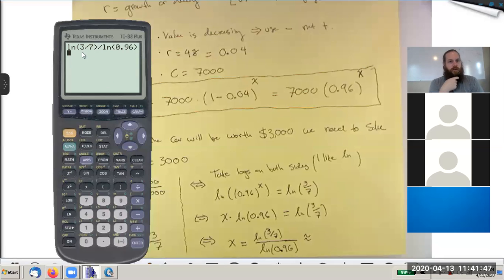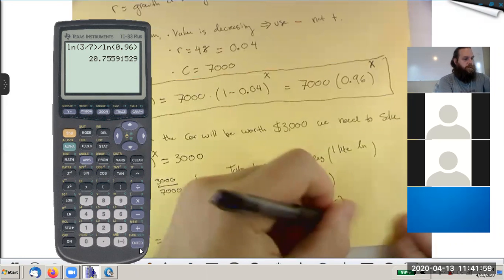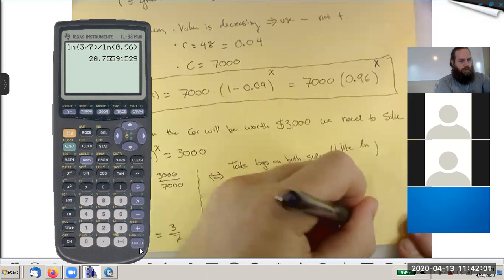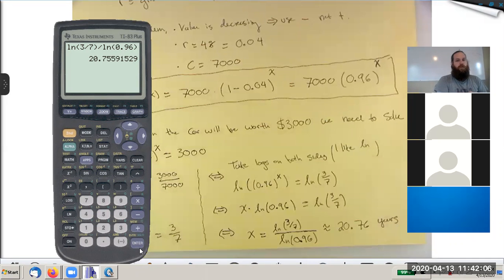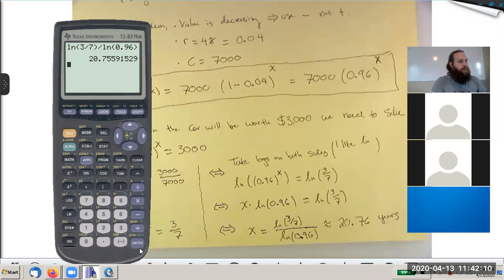And I close that parentheses also, so my syntax makes sense. So the numerator is the ln of 3/7, just like we have written here. My denominator is the ln of 0.96, just like we have written here. So I hit enter, and I get 20.76. All right, and these are, of course, years. This is the number of years it would take for my car to depreciate from its current value of $7,000 to the value of $3,000.